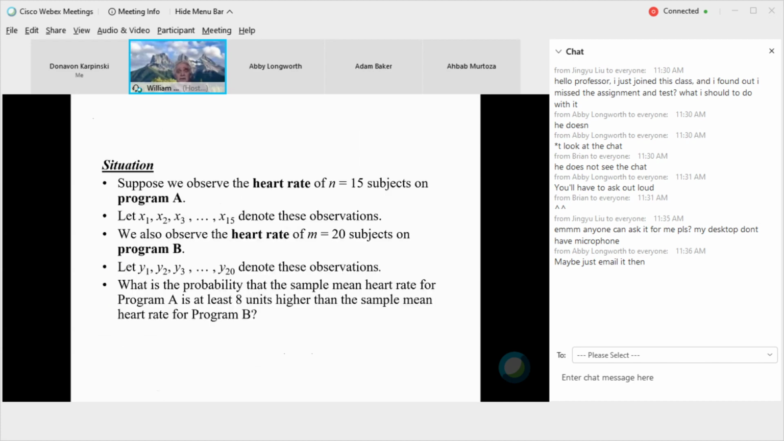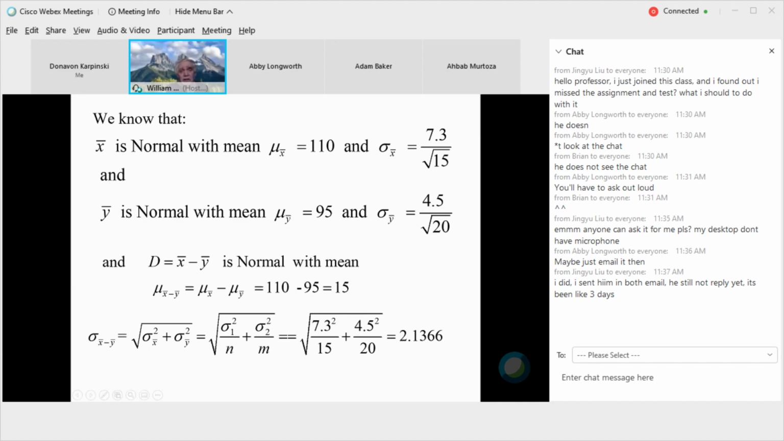Suppose we observe 15 subjects on program A, and the measurements of heart rate 2 minutes after are X1, X2 up to X15, and we do the same thing for 20 subjects on program B. Y1, Y2 up to Y20 denote these observations. What's the probability that the sample mean for program A is at least 8 units higher than the sample mean for program B? So X bar, this is for program A, has a mean of 110, standard deviation 7.3 over square root of 15.